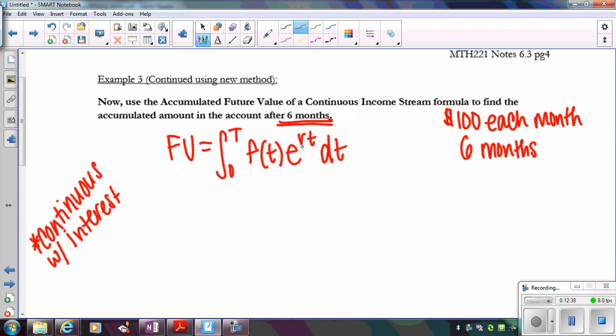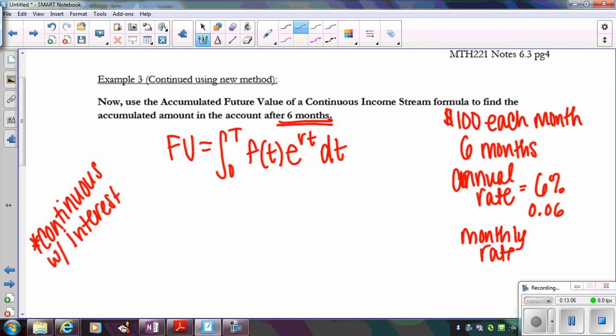So remember, the rate that they gave us was an annual rate. So let me just write that out. The annual rate, going back to the previous page, was 6%, so 0.06. But we have to find the monthly rate, which was already done on the previous page, but just to show that again, I'm going to divide that by 12. So my monthly rate is going to be 0.005. You're going to see that that's going to go into my formula here.